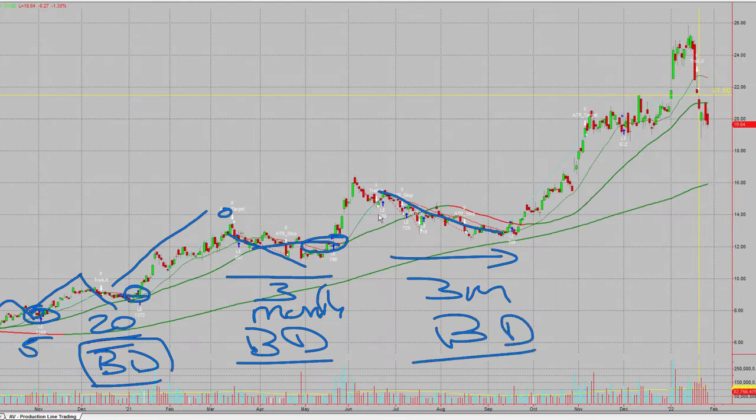Is today the day? No. Is today the day? No. So for 3 months, is today the day? No. Is today the day? No. Is today the day? Yes. And then it retraced a bit.